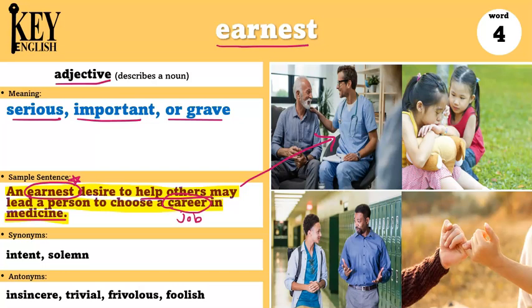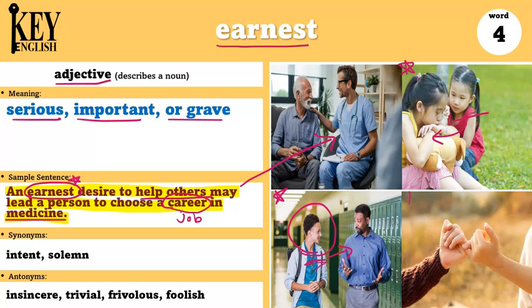Another example for earnest would be, she was earnest when she said sorry. So she said sorry to her friend, and when she said sorry, she was being earnest. So she was being serious. She really meant that she was sorry. We could also say, he gave an earnest answer to the teacher. So the teacher asked him a question, and the answer that he gave was an earnest answer. So it was very serious and it was honest. He really was telling the truth when he said that answer.